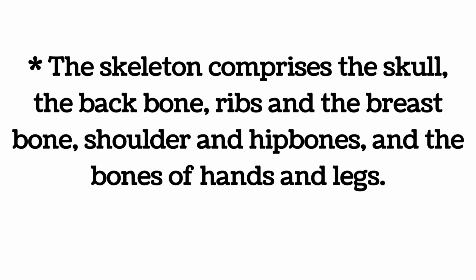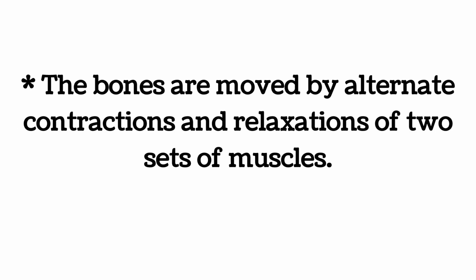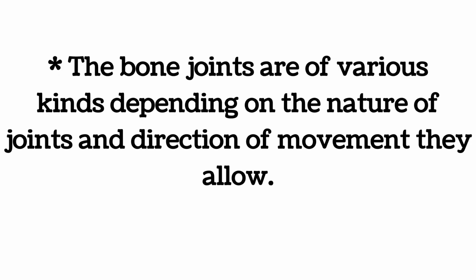The skeleton comprises the skull, the backbone, ribs and the breastbone, shoulder and hip bones, and the bones of hands and legs. The bones are moved by alternate contractions and relaxations of two sets of muscles. The bone joints are of various kinds depending on the nature of joints and direction of movement they allow.